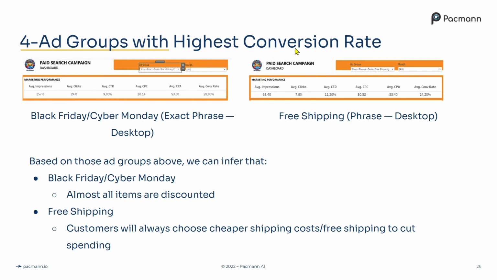And the next one is ad groups with highest conversion rate. So there are two ads that got the highest conversion rate, which are the Black Friday or Cyber Monday, and the next one is free shipping. Well, we can infer why those two ads are getting the highest conversion rates: for the Black Friday or Cyber Monday, almost all items are discounted. And for free shipping, customers will always choose cheaper shipping costs, or if there's an option for free shipping, they will always try to use it because those options can cut their spending by a lot.